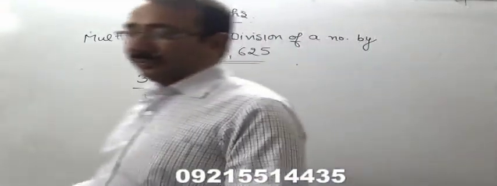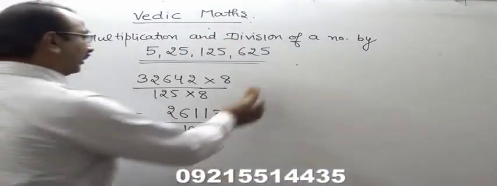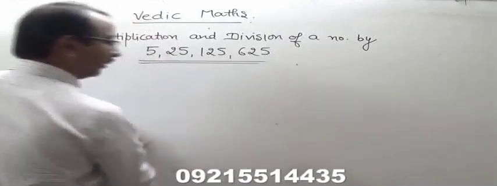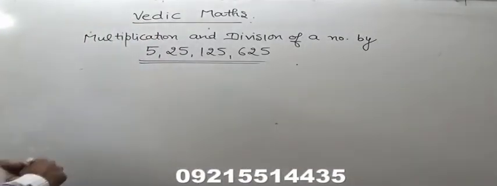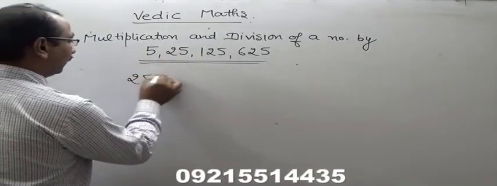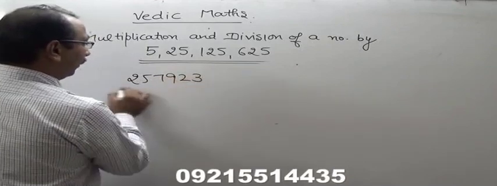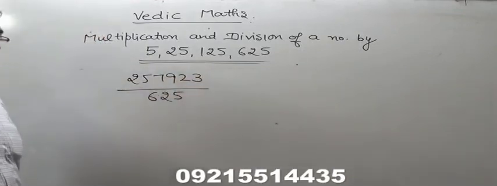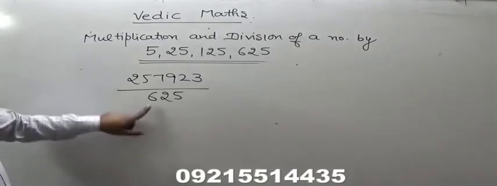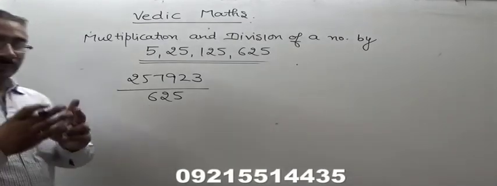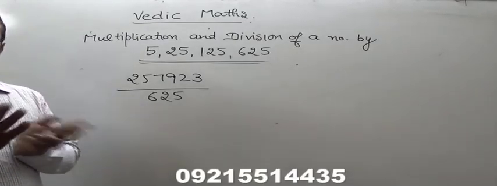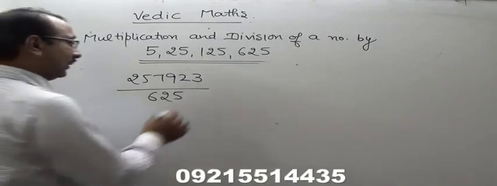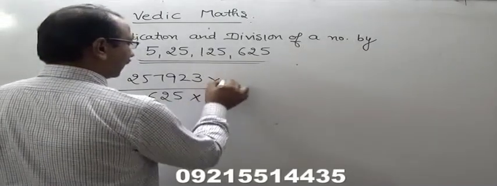Similarly, if you have to divide a number by 625, the same thing you will replicate here. How? Suppose one number is given, 257923 divided by 625. We have to divide this number by 625. We know that 625 into 16 is 10,000. So you take it as into 16 and into 16.